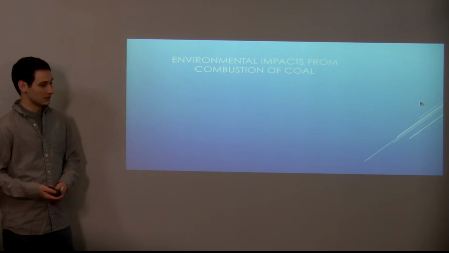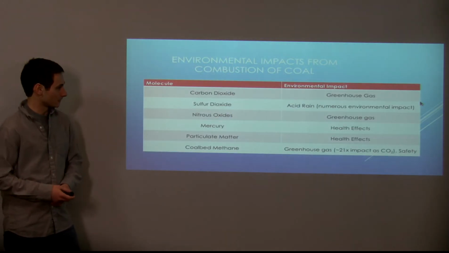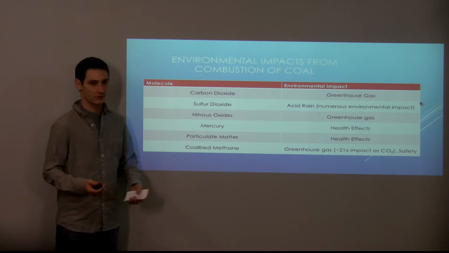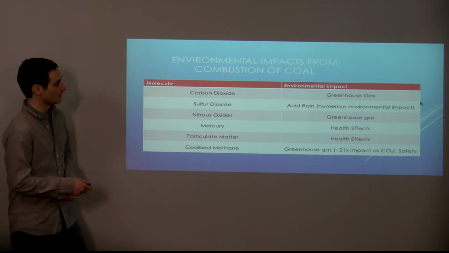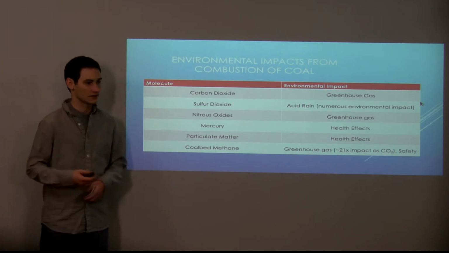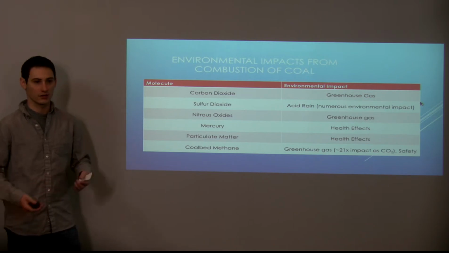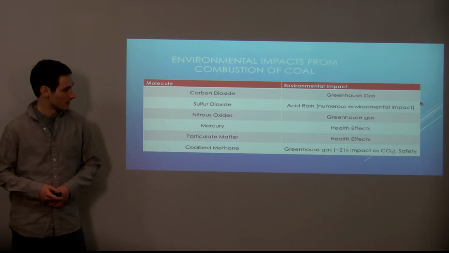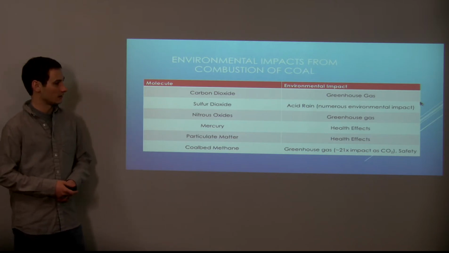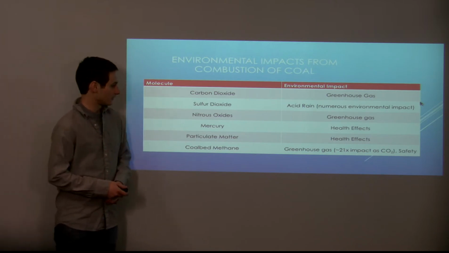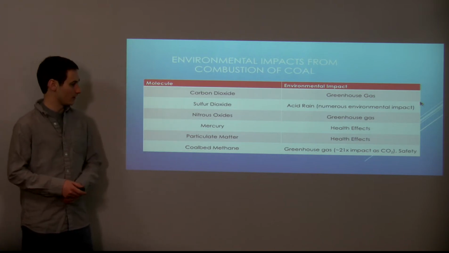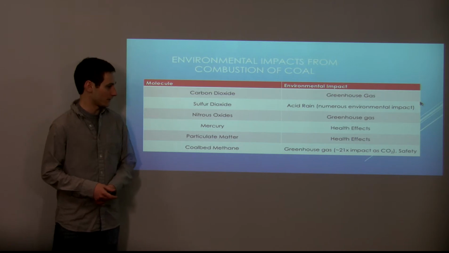So, what are the impacts of these individually? Obviously, carbon dioxide is the major pollutant, and it's one of the major greenhouse gases. We have sulfur dioxide, which causes acid rain, which causes acidification of lakes and streams and water sources. It also decays building materials, and it destroys trees. Then we have NOx emissions, which is obviously another greenhouse gas. Mercury and particulate matter both have health effects.